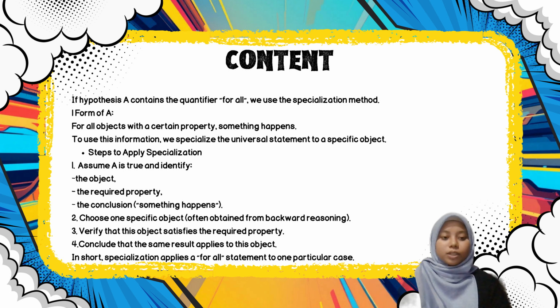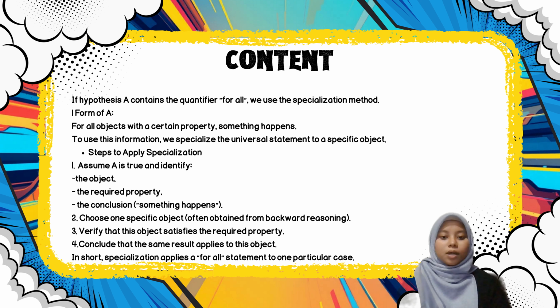First, we have to assume A is true and identify the object, the required property, and the conclusion that something happens. 2. We have to choose one specific object, often obtained from backward reasoning. 3. Verify that this object satisfies the required property. 4. Conclude that the same result applies to this object.